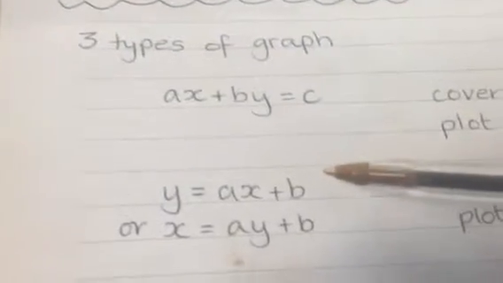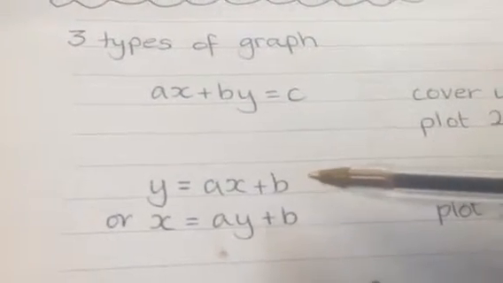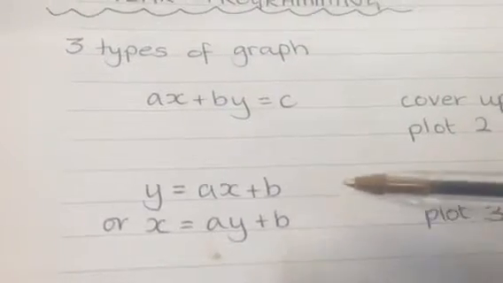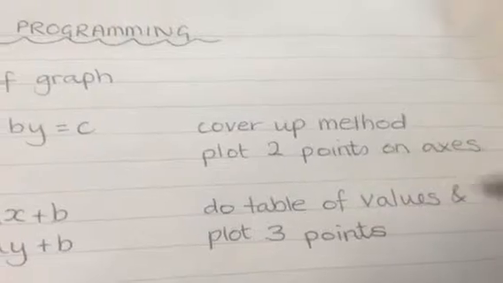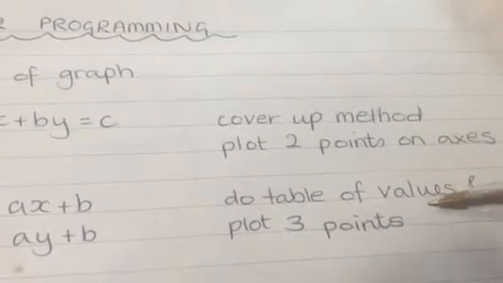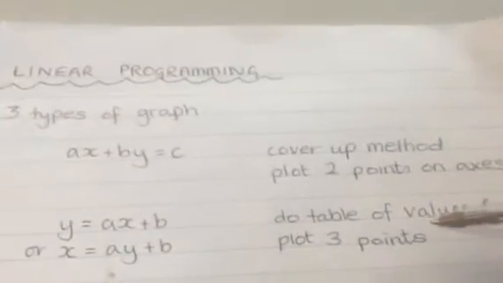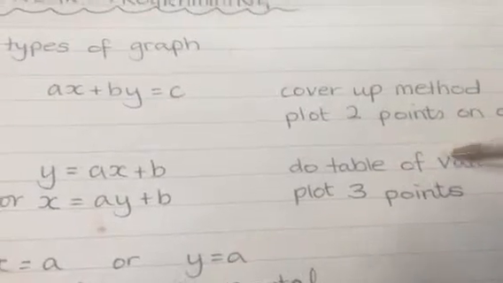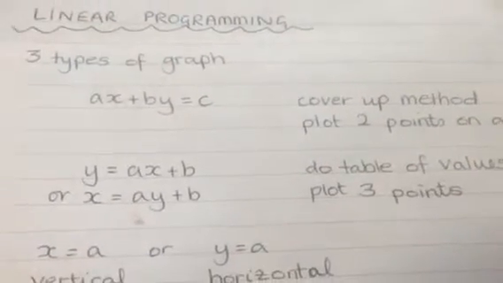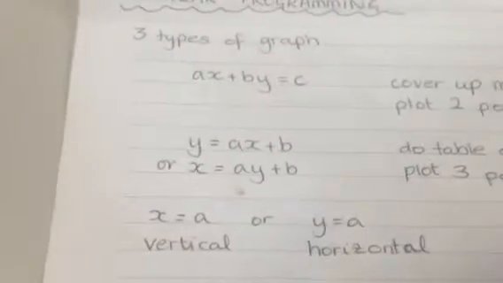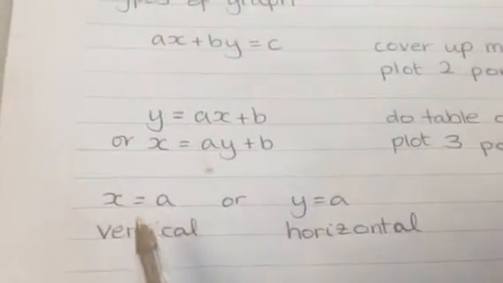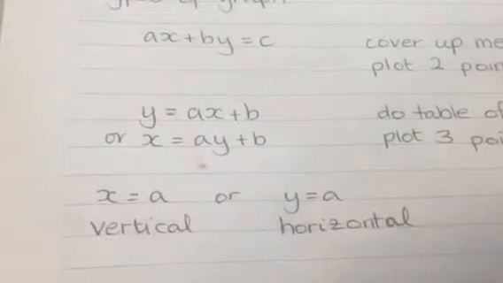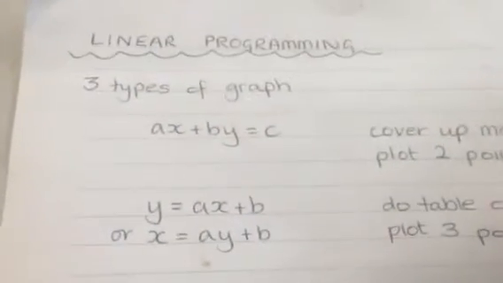You can also get equations that are in the form y equals ax plus b or x equals ay plus b, and for these you can't use the cover-up method so easily, so just do a table of values and plot 3 points. Again, look back through your notes or the textbook or My Maths to check how to do that. And then finally, the horizontal and vertical graphs that you need to recognise, that are either of the form x equals a number or y equals a number. So those are the 3 different sorts of lines that you will need to plot.